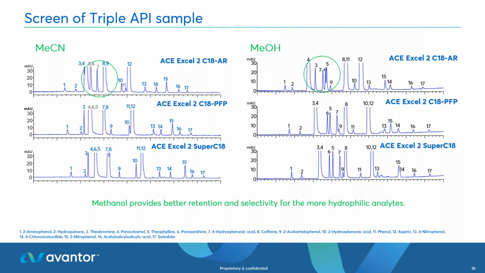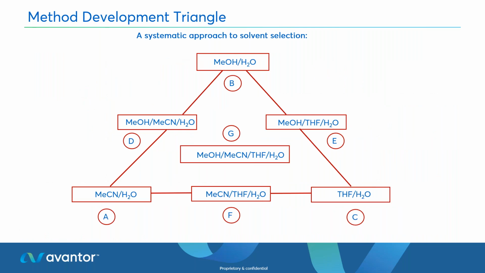Now, we can get even more complex and look at 3 solvents. So we can have our methanol, our acetonitrile, and our THF. And I would say it's best to work with just one solvent initially. But if you don't get what you're trying to achieve with a single solvent, then you can start to blend together more than one solvent to hopefully get your separation.